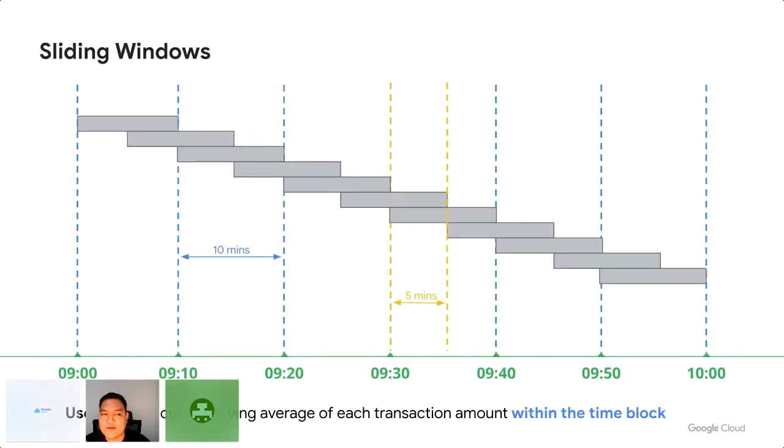A sliding window is a different type of window, slightly different from the fixed window. The difference is that it can stack into duplicate records. So every 10 minutes, I'm going to process something, but with a 5 minute overlap. This is used for calculating things like a moving average for each transaction amount within the time block, with an overlap of X number of minutes. In this case, I'm trying this 10 minute block with 5 minute overlap. So every 5 minutes, it will trigger, and every time it triggers, it will calculate for that 10 minute interval block.